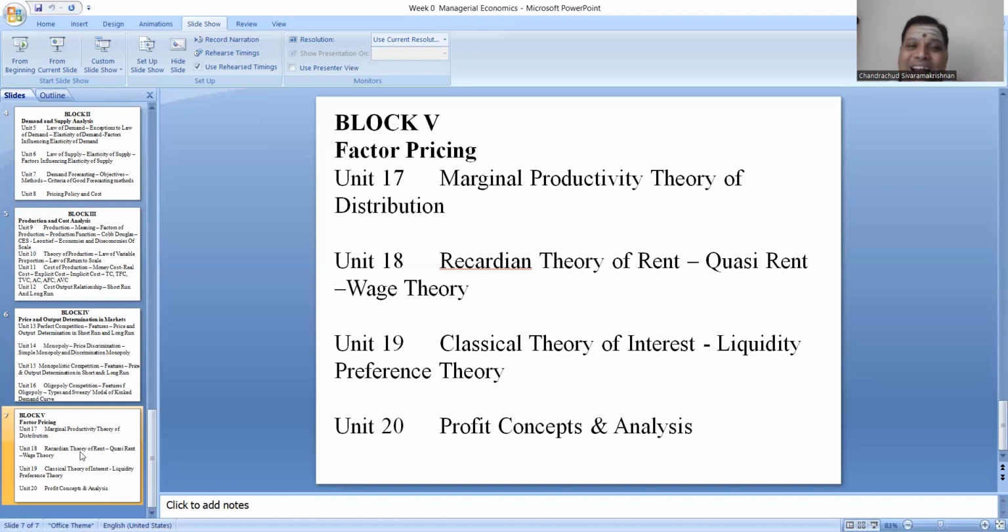So this particular managerial economics subject has 5 different blocks, and each block contains 4 units. And in the subsequent classes, we will discuss in detail each concept in managerial economics.